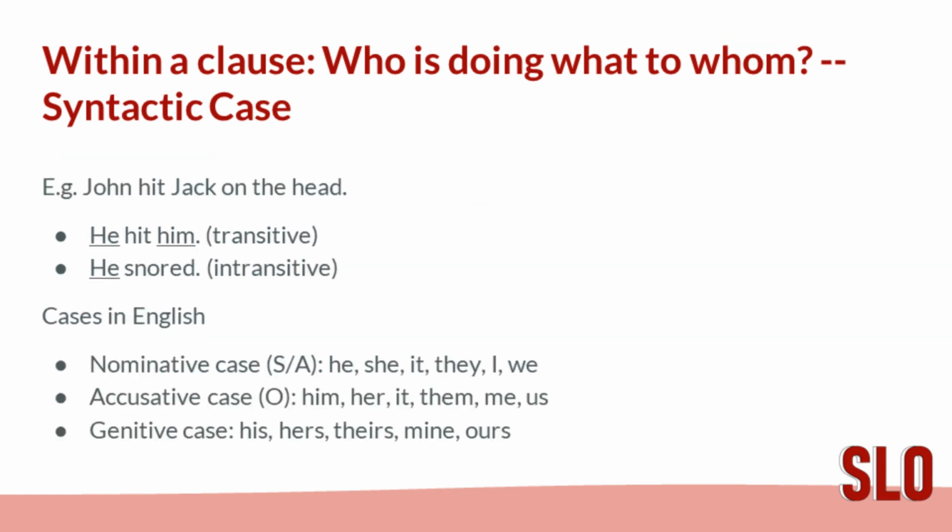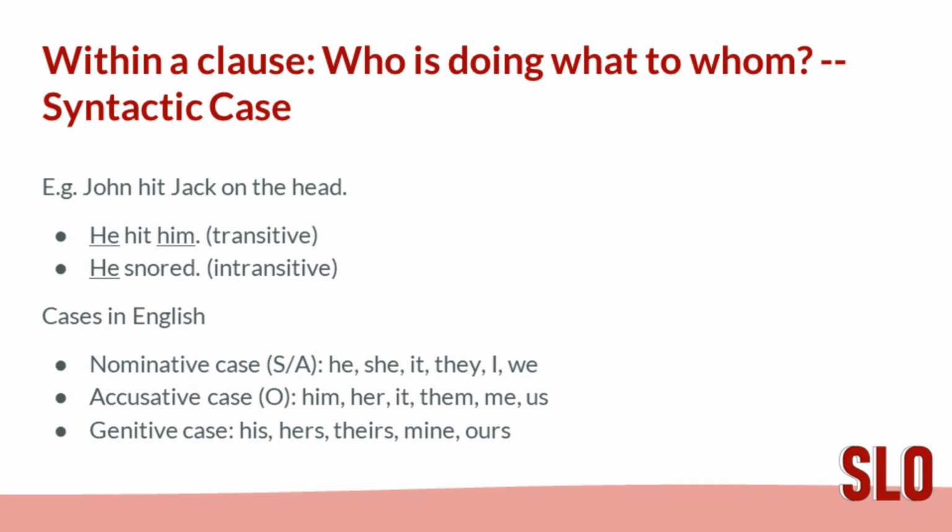In the previous slides, we have mentioned that English sees the S and A argument as the same. Cases in English have mostly been lost from Old English, but we still have them in the pronouns. For example, if the participant is an S or A argument, we use pronouns like he, she, it, they, I, and we, which are marked for the nominative case. The forms of pronouns change when the participant or noun phrase is functioning as an O argument. For example, him, her, it, them, me, us.